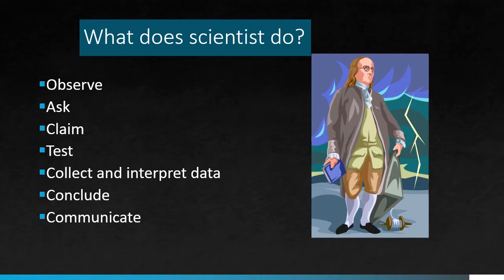Before we start studying the discovery approach, we have to understand what scientists do when they face a natural phenomenon. First, they observe this phenomenon, then they ask questions about how and why this phenomenon happened. Then they make a claim, and the claim is a possible answer for the question, and they test this claim. They collect and interpret data and make a conclusion from this data. And the last step is to communicate with other scientists or with other people.